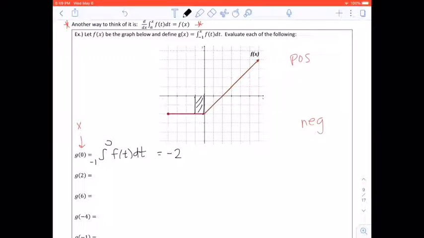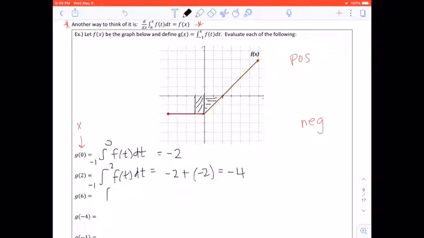The next value that we have is going to be the integral from negative 1 to 2 of f of t dt, which is equal to, and so now we're going to go from negative 1 to 2, so I'm also going to be adding in this area here. So we have negative 2, which is what we have from negative 1 to 0, plus going from 0 to 2, that works out to being 1 whole and 2 halves, which is also equal to negative 2. So this is a total area of negative 4.